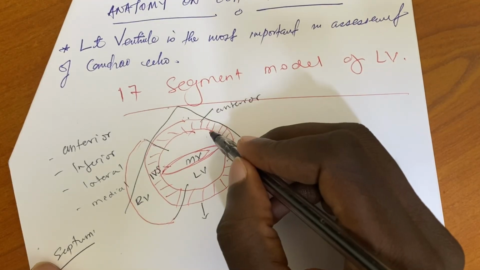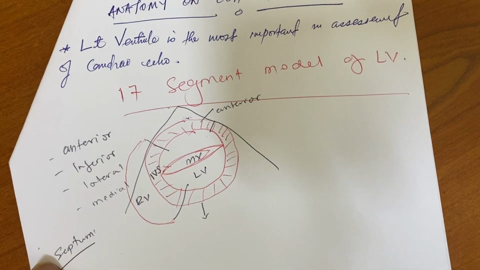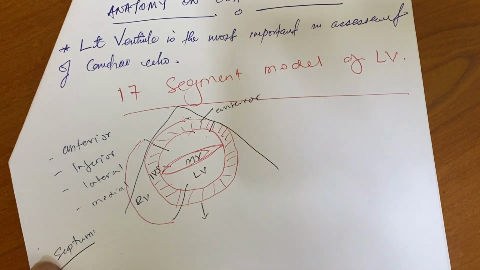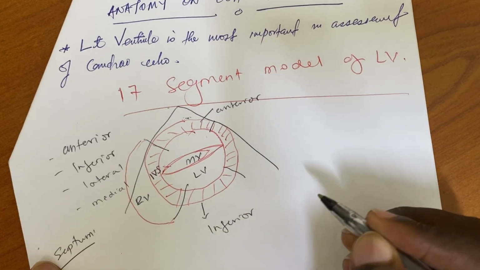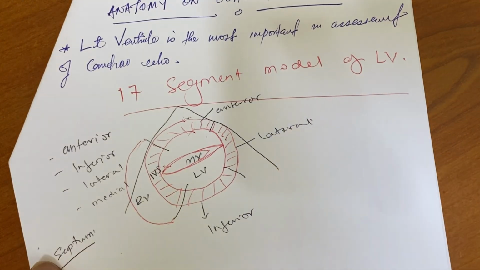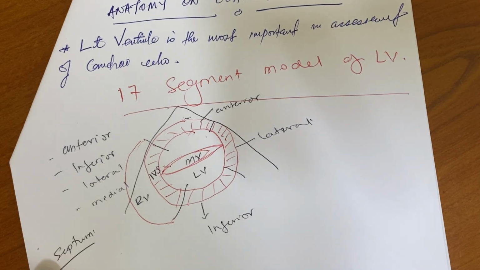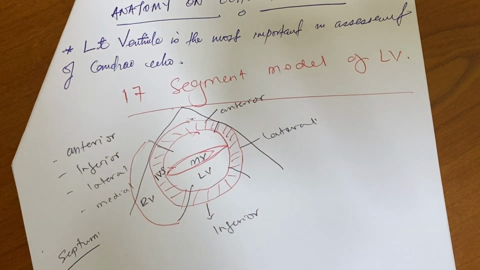This is the anterior aspect of left ventricle. We are on left ventricle, not right ventricle. So we have to see the septum as it borders right ventricle and left ventricle. And then we have the inferior part. And then the lateral part. Okay. It is a bit confusing for now.